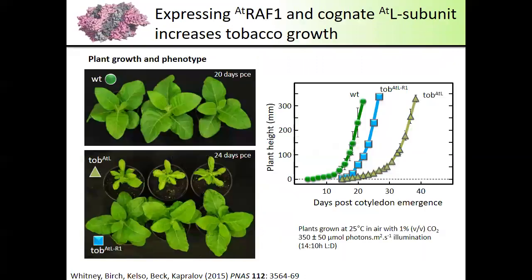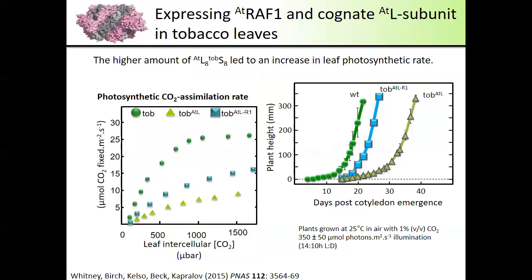And if you actually look down here, this is just the wild type control, which grew faster than all of them. Those plants which were just producing the Arabidopsis large without its RAF1 grew a lot slower than those producing both the large and the complementary RAF1. And this is just a growth curve here, the change in height over time. And this sort of correlated with the difference in their photosynthetic rate. Those which had both the large and its complementary RAF1 actually had higher photosynthetic rates than those just producing the Rubisco comprising the Arabidopsis large.